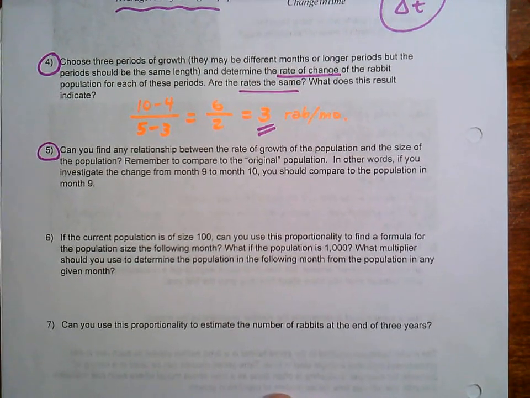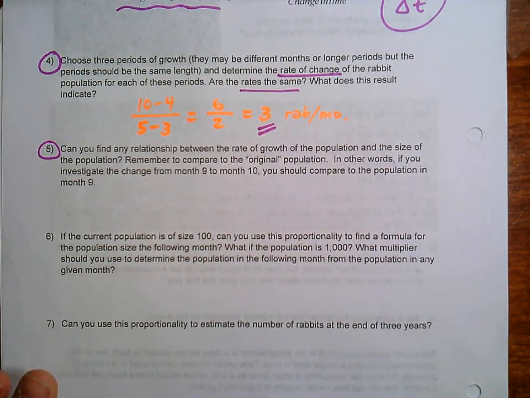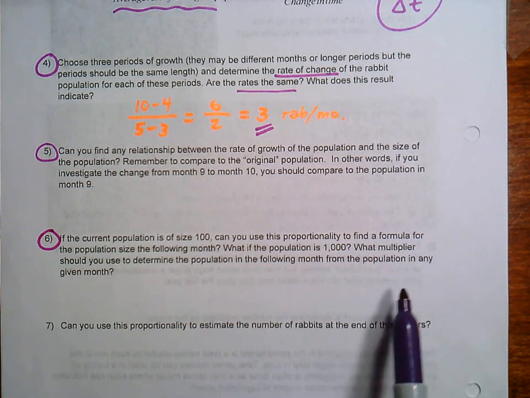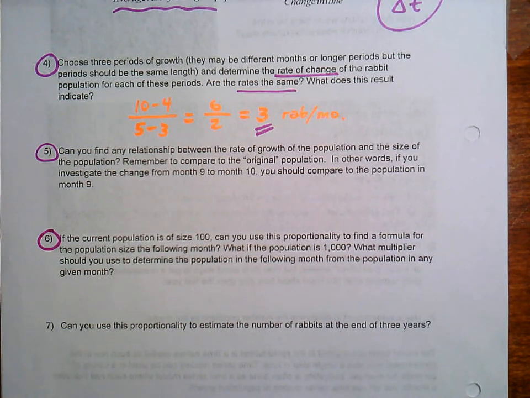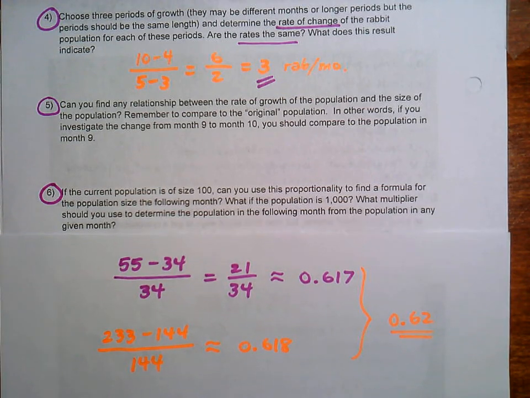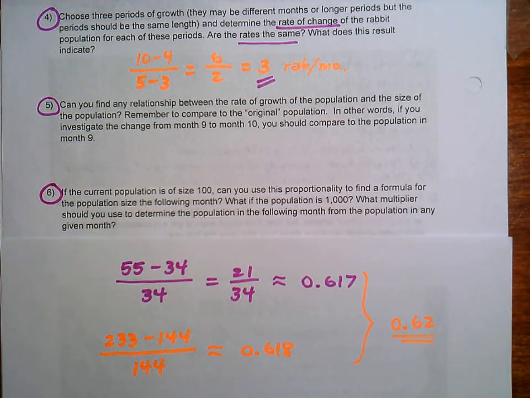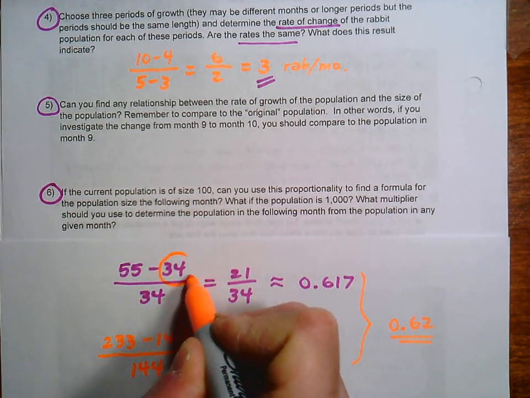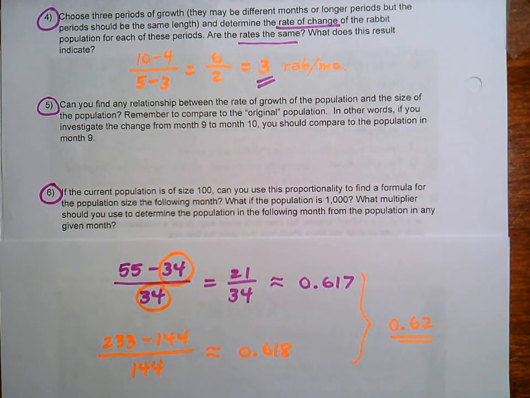Okay, so on to question 6. This is saying if the current population is size 100, can we use what we have found to actually find a formula for the population size the following month? So I'm going to bring back this one here because this gives us all the hints we need to actually do this calculation. So they're really saying, suppose we know that the population were a certain value like 100. Could we use that to then figure out this one here?